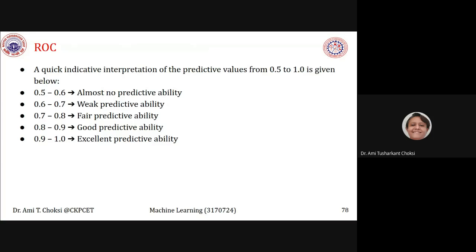If it is in the range of 0.5 to 0.6, we can say that almost no predictive ability is there. 0.6 to 0.7, that means weak predictive ability. 0.7 to 0.8, fair predictive ability. 0.8 to 0.9, good predictive ability. And 0.9 to 1.0, excellent predictive ability.